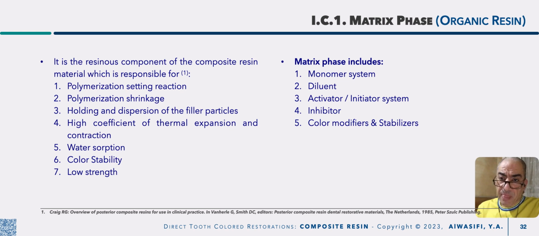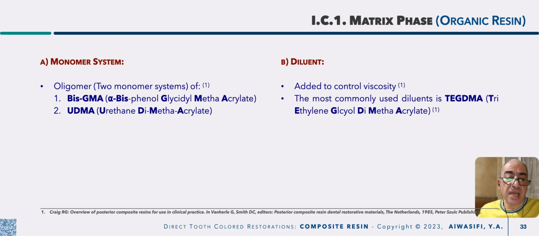Our matrix phase is composed of at least 5 basic ingredients: the monomer system, diluent, activator and initiator system, inhibitor, color modifier, and stabilizer. Let us discuss the monomer system, which is an oligomer of 2 monomers, namely bis-GMA, the acronym of alpha bisphenol glycidyl methacrylate. Please don't term it bis-gamma. It's bis-GMA, because each letter refers to a compound. It's bisphenol glycidyl methacrylate with urethane dimethacrylate. This is the oligomer we used.